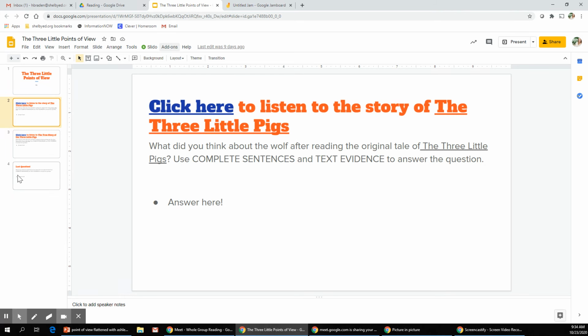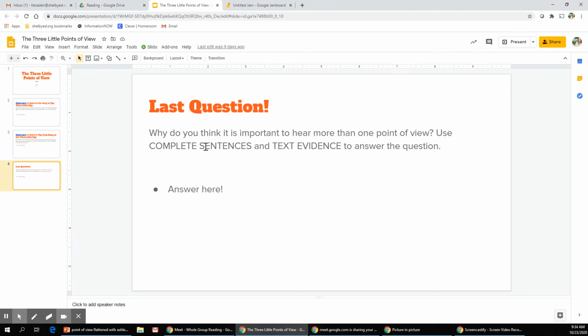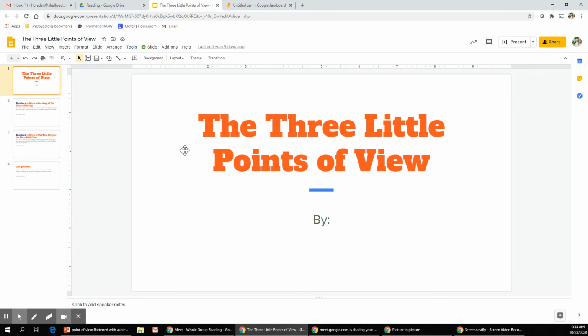The same goes for the next two questions too. It says use complete sentences and text evidence. That's part of following the directions. Does anybody have any questions about the 3 Little Points of View assignment? Yes, Miranda.